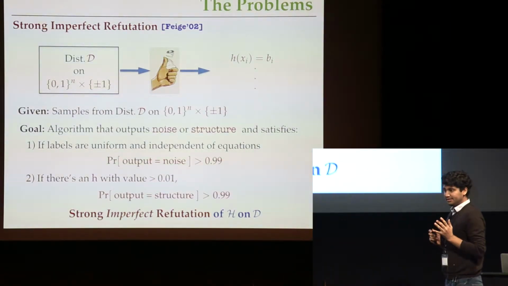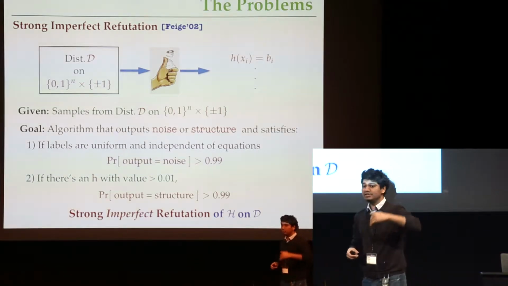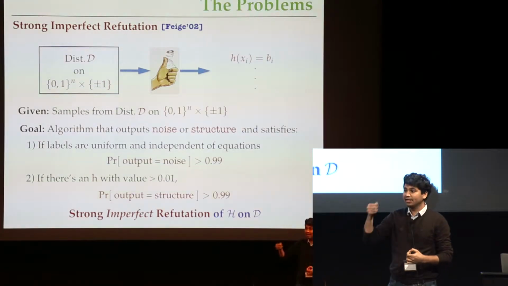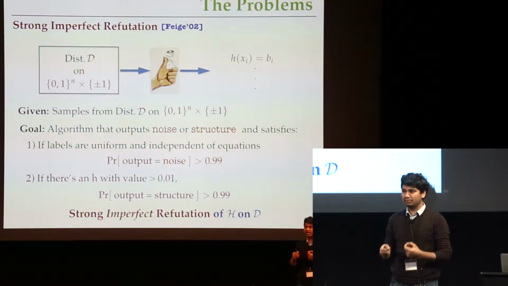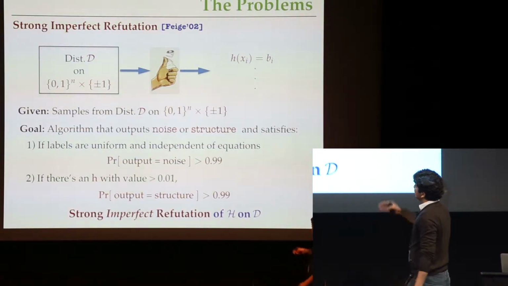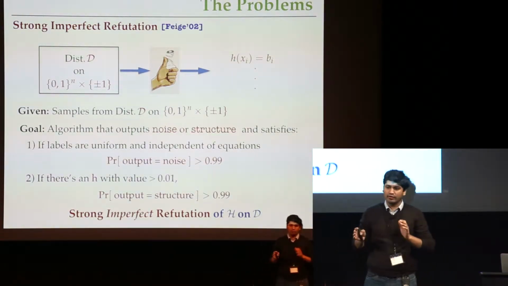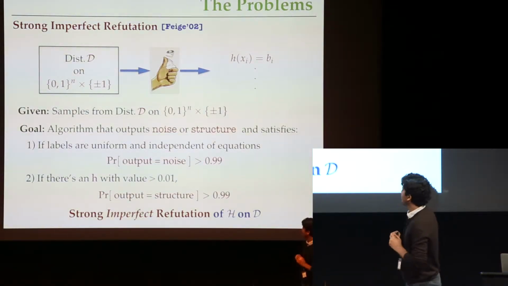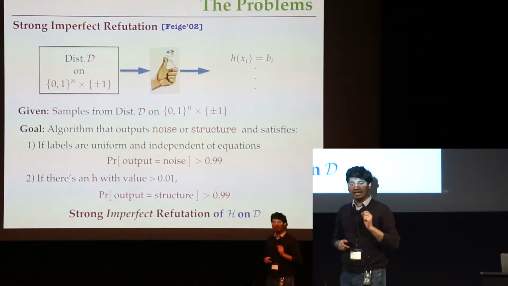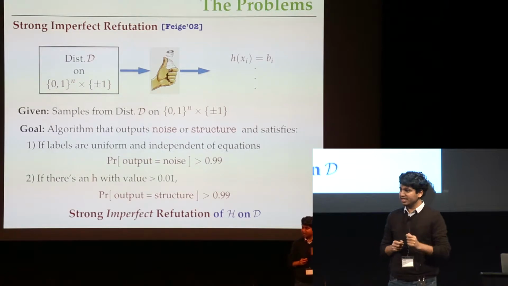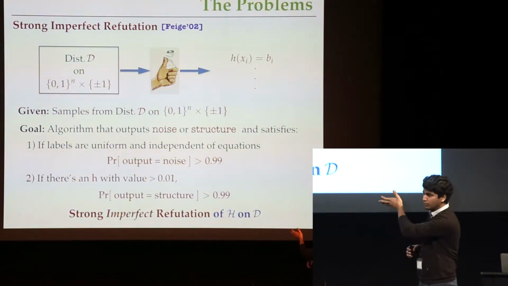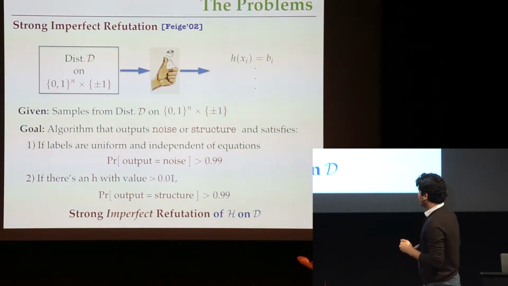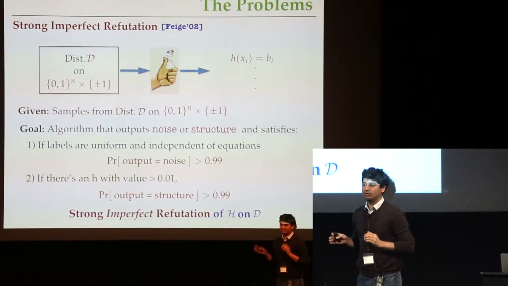And what is the guarantee for correctness? The correctness guarantee is that suppose the labels in the distribution D are uniform plus or minus 1 bits, independent of the examples. In other words, labels are just complete garbage. In that setting, your algorithm must output noise with overwhelmingly high probability. So it should correctly identify that the labels were complete garbage. On the other hand, if there is some h in your class which achieves some non-trivially large correlation, like 0.01, with the labels from your distribution, then the algorithm should correctly output structure, again with overwhelmingly high probability.